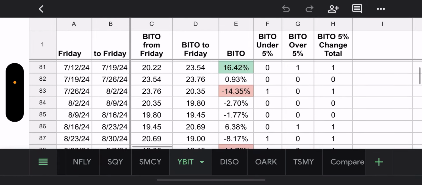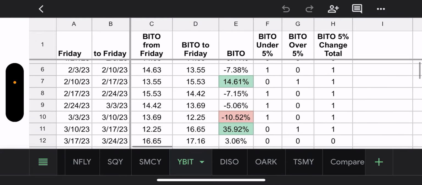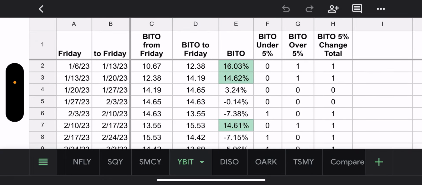This is another high risk, high reward product here. I'm not a fan of YBIT. In fact, it hasn't performed great at all. I'm assuming the numbers when we get to the end will reflect that.